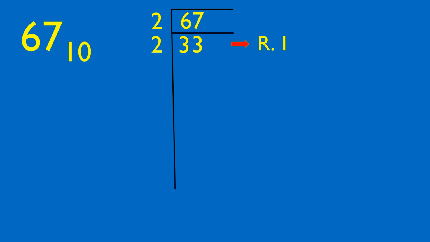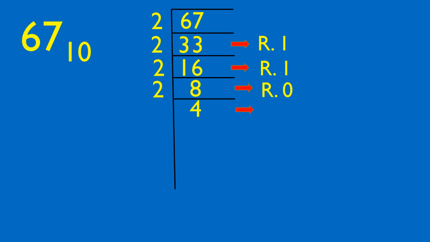2 into 33, 2 into 3 first, we have 2 in 3 is 1. And then we carry over the 1. So 2 in 13 now becomes 6. We have a remainder of 1 because 6 times 2 is 12, and what we have there is 13. So our remainder is 1. 2 in 16 is 8, without any remainder. Remainder is 0.